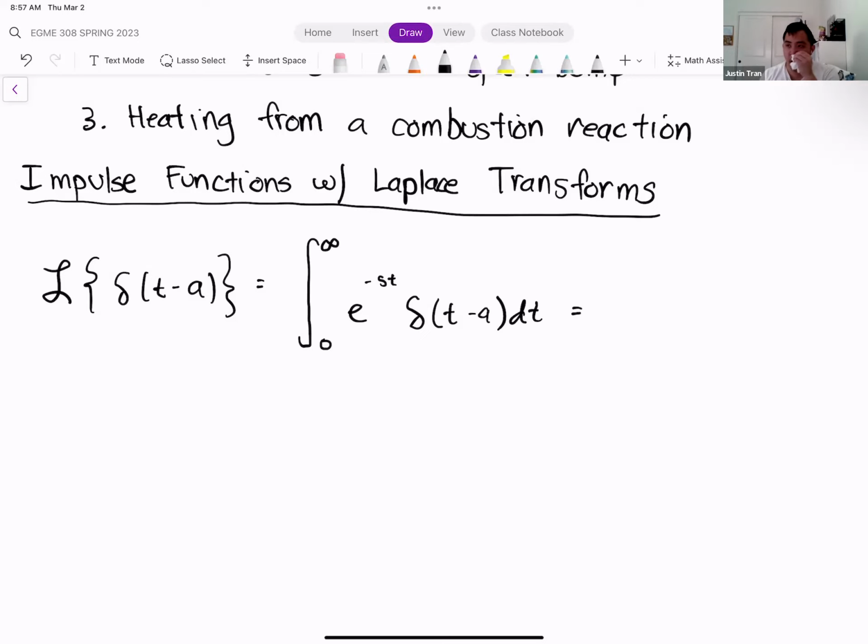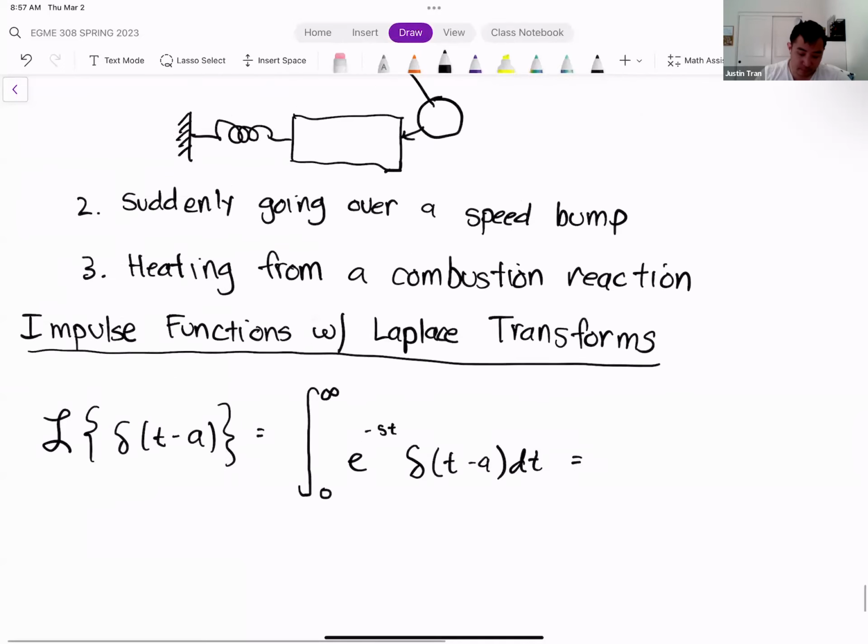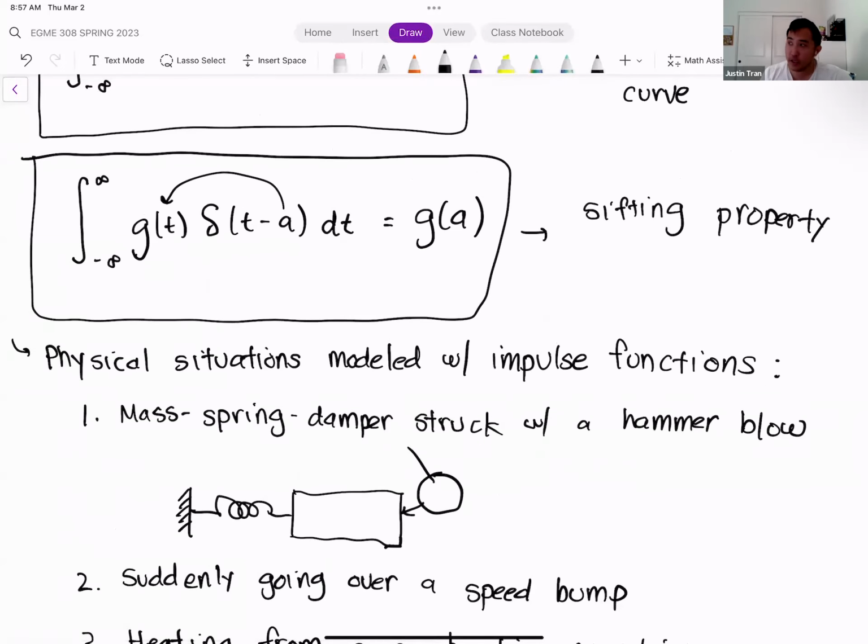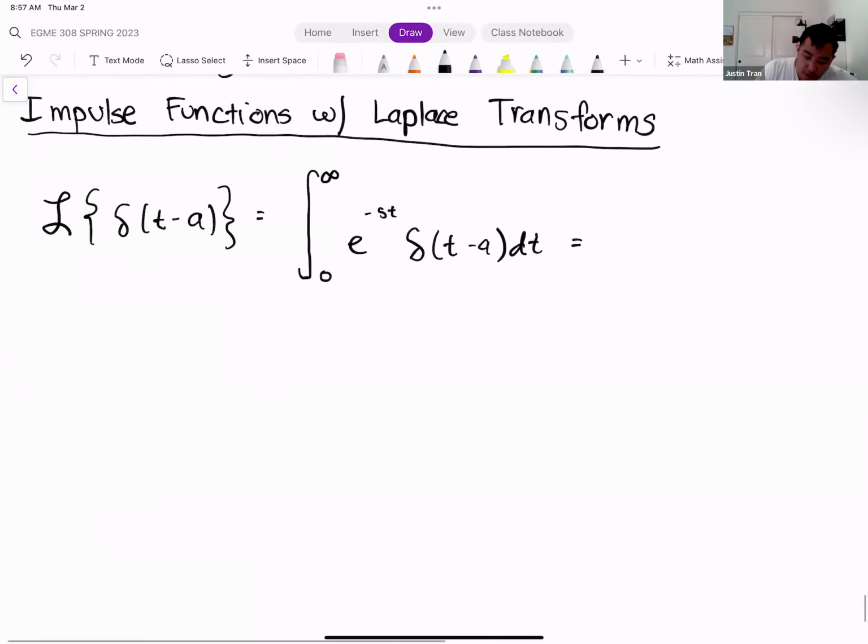And so to do this, it's actually very simple. If you look back in your notes at the different properties of the Dirac delta, you can see that we're going to make use of this property here called the sifting property. Okay, and so here our g of t is equal to e to the minus st. Okay, and so when we evaluate this integral, the only thing that we're going to do is replace t with a. Okay, and so for the result of this integral, we don't even have to do any integration.